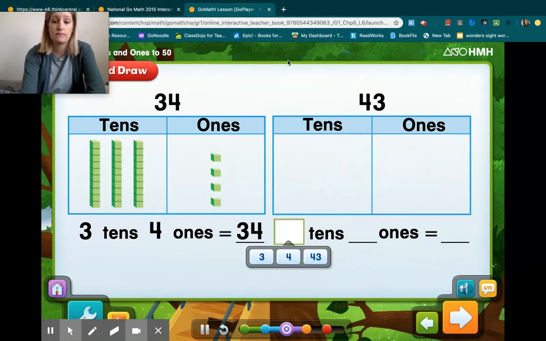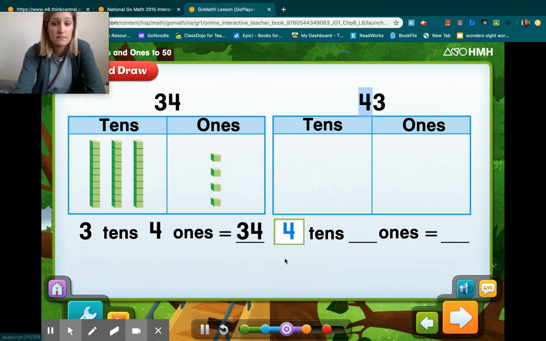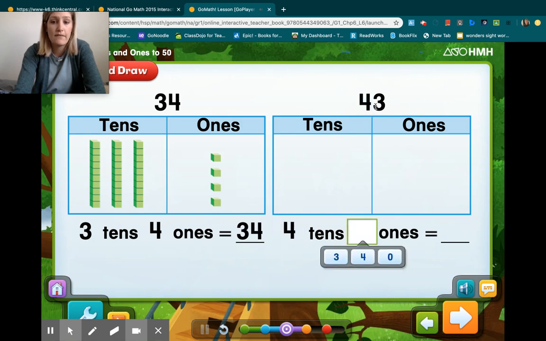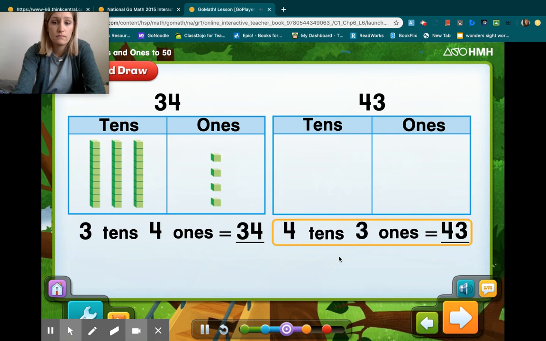Now select the number of 10s in 43. So we know that first number 4 shows us that there are 4 10s. Great! There are 4 10s in 43. How many 1s are in 43? And that second number 3 shows us that there are 3 1s in 43. That's right. So there are 4 10s and 3 1s in 43.